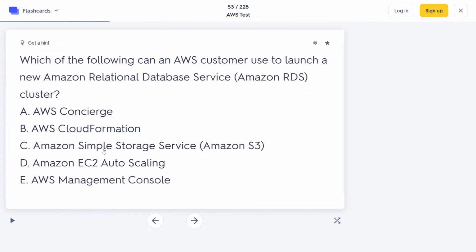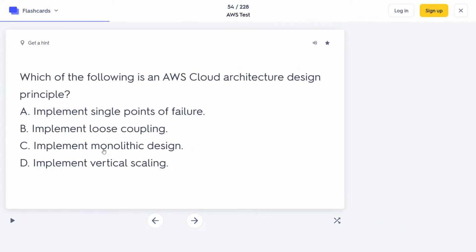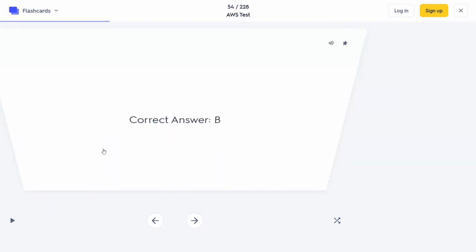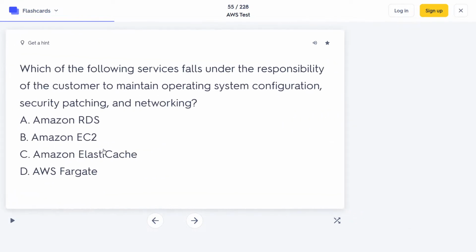Which of the following can an AWS customer use to launch an RDS? They can use EC2, of course. Oh, I'm so dumb. Which of the following is an AWS cloud architecture design principle? Loose coupling.